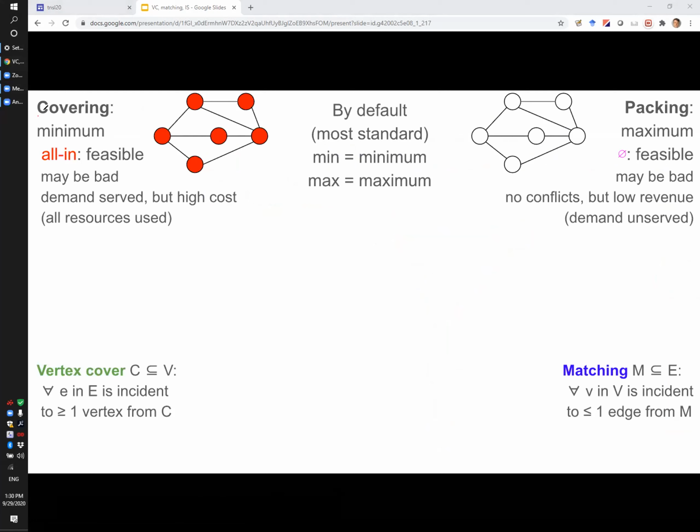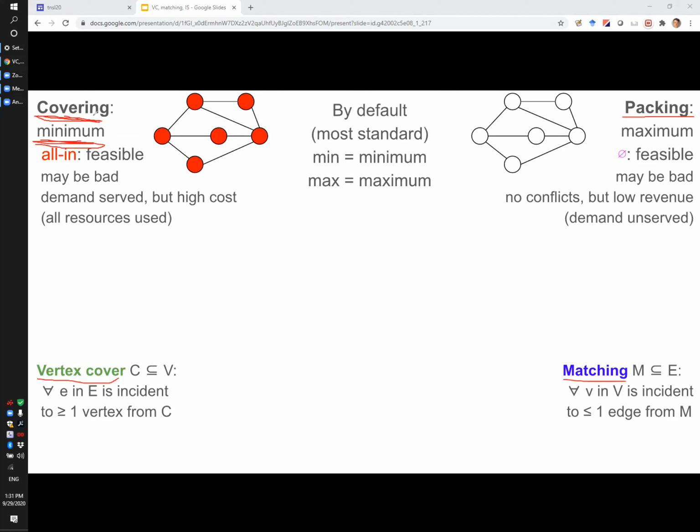Again, talking about covering problems like a vertex cover, and this type of packing problem like the maximum matching problem. So again, in the covering, just to repeat what we had on the previous slide, you want to find the solution with the minimum use of resources, or when we're talking about the vertex cover, with the minimum number of vertices that cover all the edges.